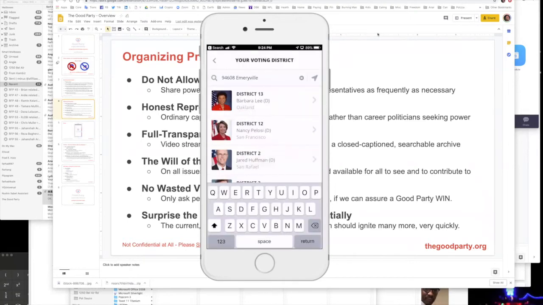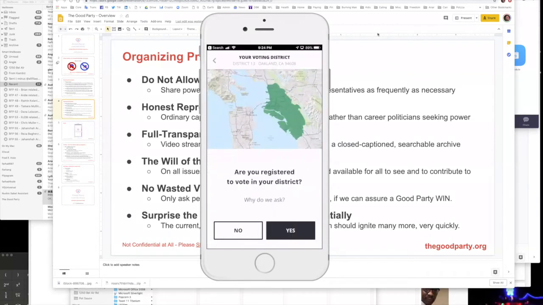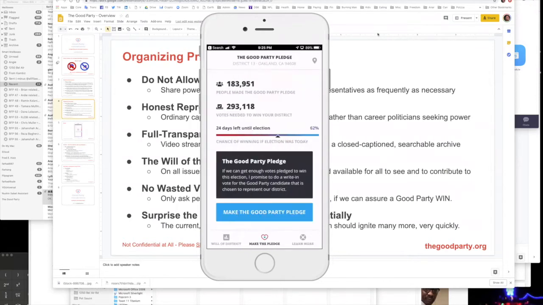Once we know where they are, is this your district? Are you registered to vote? If you're not, it registers you to vote. If you are, it goes in here. Here you have your little dashboard where it shows you how many people have pledged for the Good Party and how many votes are needed to win the district.